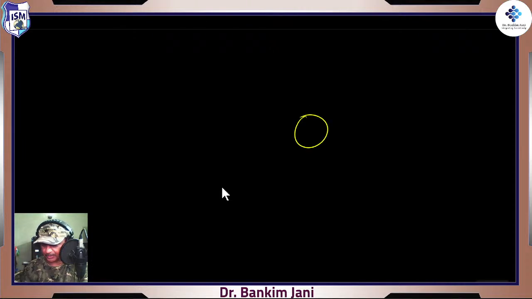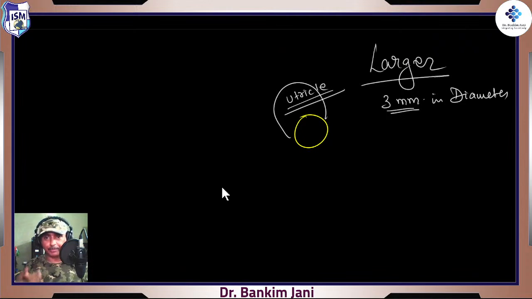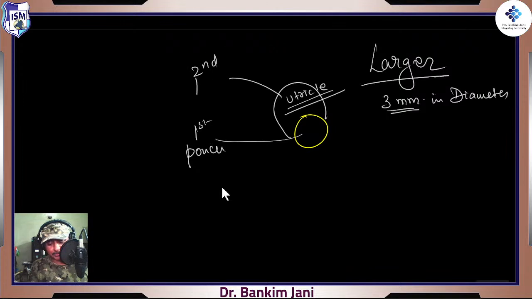If this was the saccule, on top of it is the utricle. Utricle is larger, that's why this was smaller. And how large? 3 mm in diameter, so this is larger. So the poor saccule must be so small. Both of these, we said, are pouches. So this was the first pouch, and this is the second pouch.